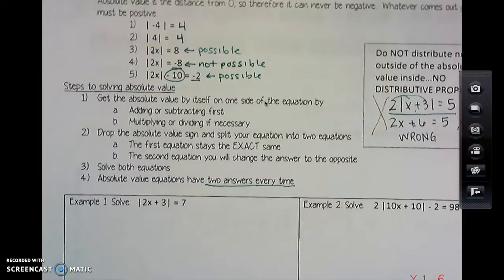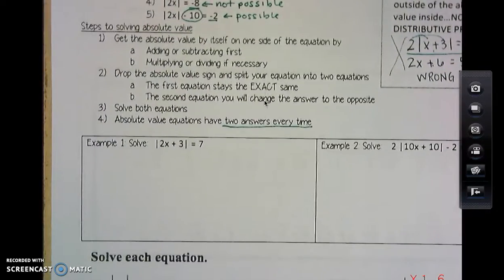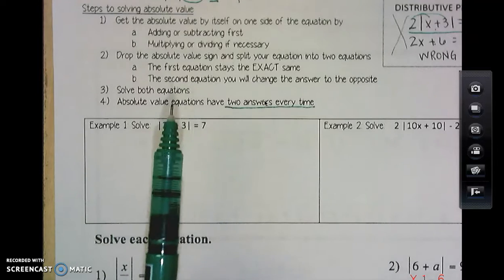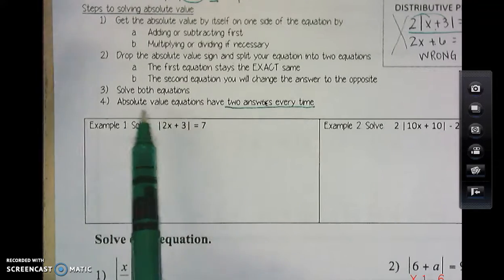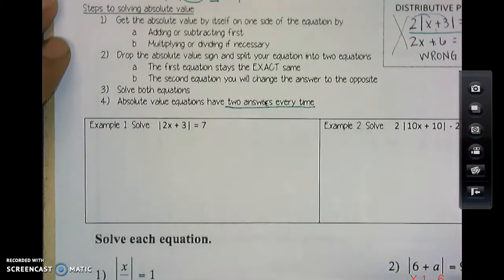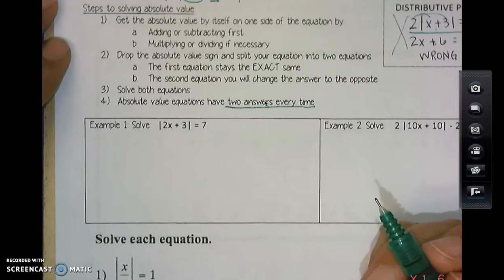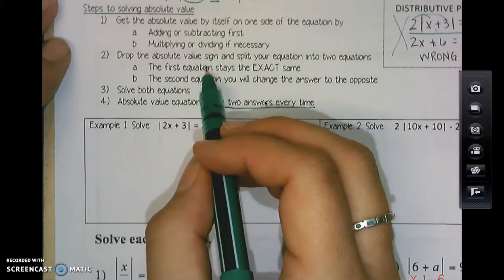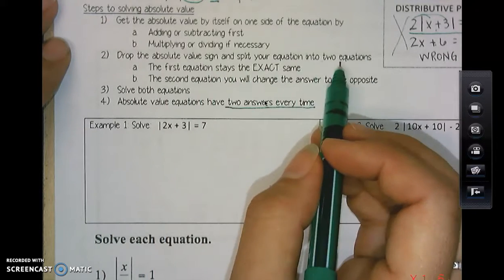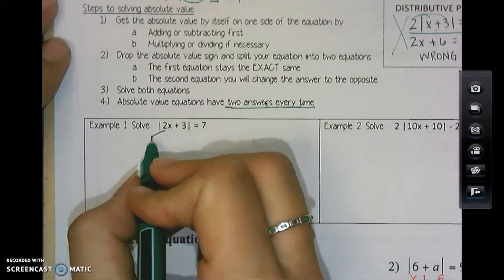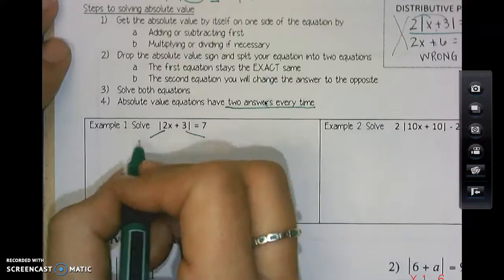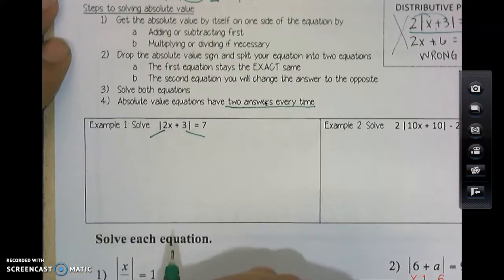So let's work through these 2 examples and I'll show you how this is done. Our first step is to get absolute value all by itself on one side of the equation. Well, if I look at this, absolute value is already by itself on this side of the equal sign. So step 1, check, we did it. Step 2 says drop the absolute value sign and split your equation into 2 equations. So I'm going to split this. Now, the first equation stays the exact same. So I'm going to rewrite exactly what's here without the absolute value.